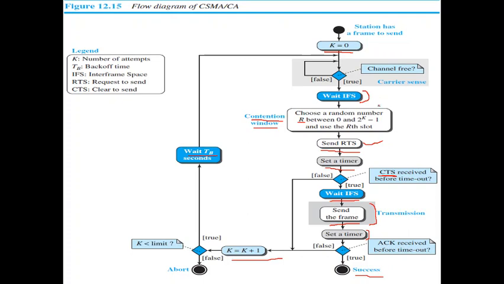So that's it. In this video we have discussed the CSMA protocol, what the main idea behind the CSMA protocol is, and after that we discussed two variants of CSMA, that is CSMA/CD, which is designed for wired LAN, and CSMA/CA, which is designed for wireless LAN.